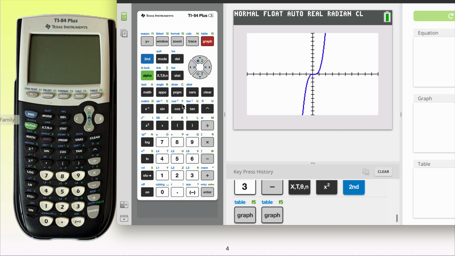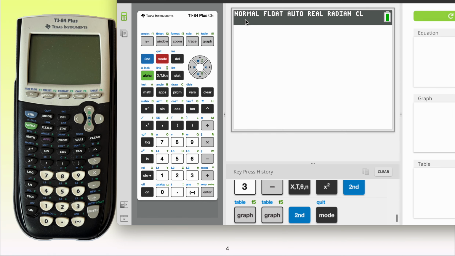Now, here is my emulator, and this is how my screen looks. How do you get back to the home screen? Second and quit. Unless yours is a TI-84 plus CE, which is the electronic version with color, you won't have this strip across the top. It's just an information strip. Everything else should look pretty well the same. Now, back to the problem at hand.